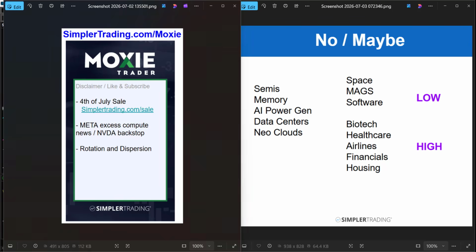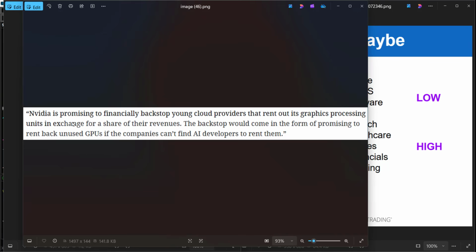And then the other news was about NVIDIA coming out and saying this: NVIDIA is promising to financially backstop young cloud providers that rent out its graphics processing units in exchange for a share of their revenue. Sounds great. It's going to maybe keep the ecosystem going. Some people are talking that this is maybe going to be like the circular financing that we heard about several months ago. But okay, maybe this is good. But then you go a little bit further. It says the backstop would come in the form of promising to rent back unused GPUs if the companies can't find AI developers to rent them. Now that sounds a little bit ominous. It's like, well, what are they planning for?